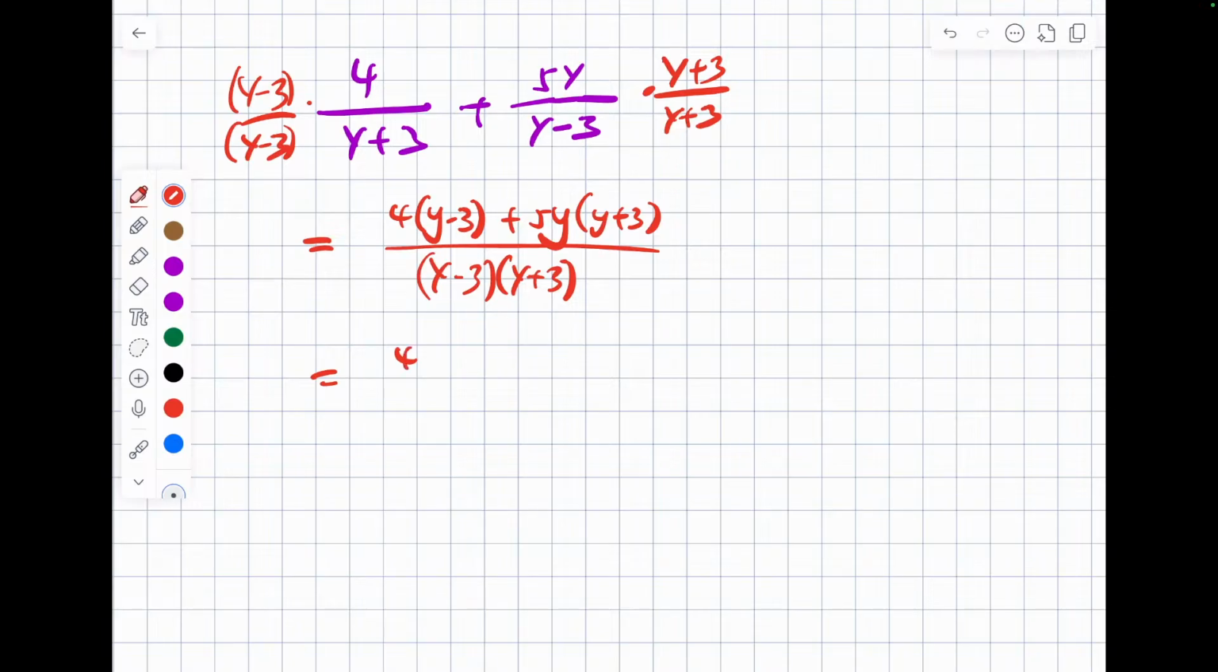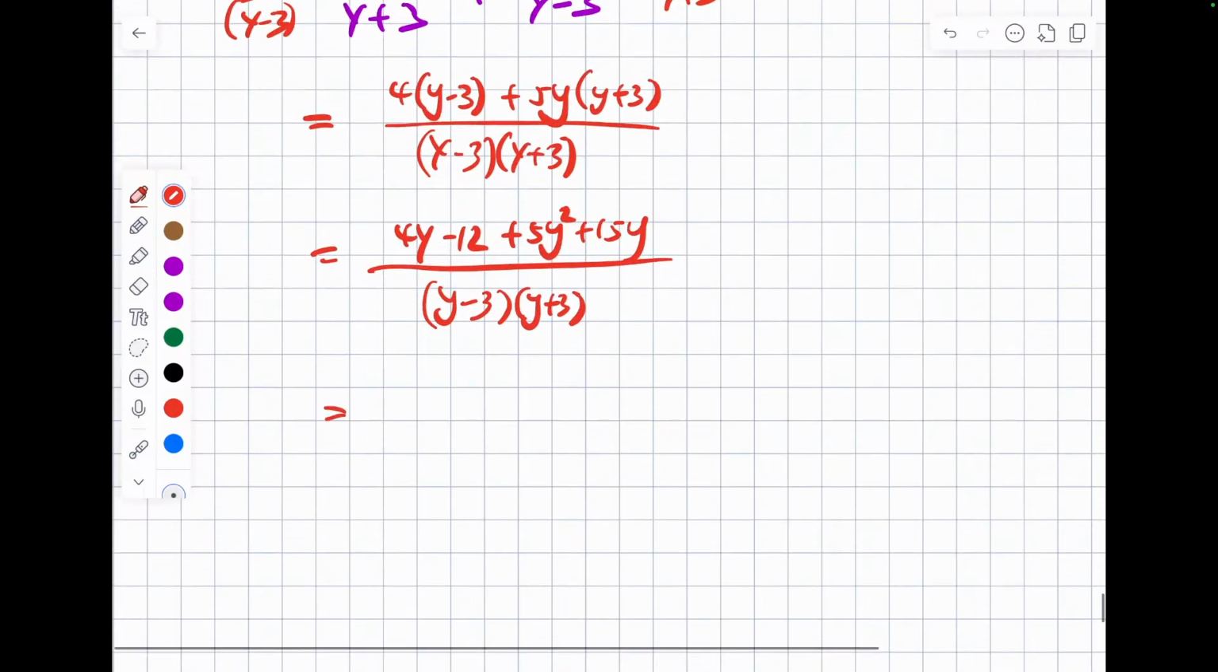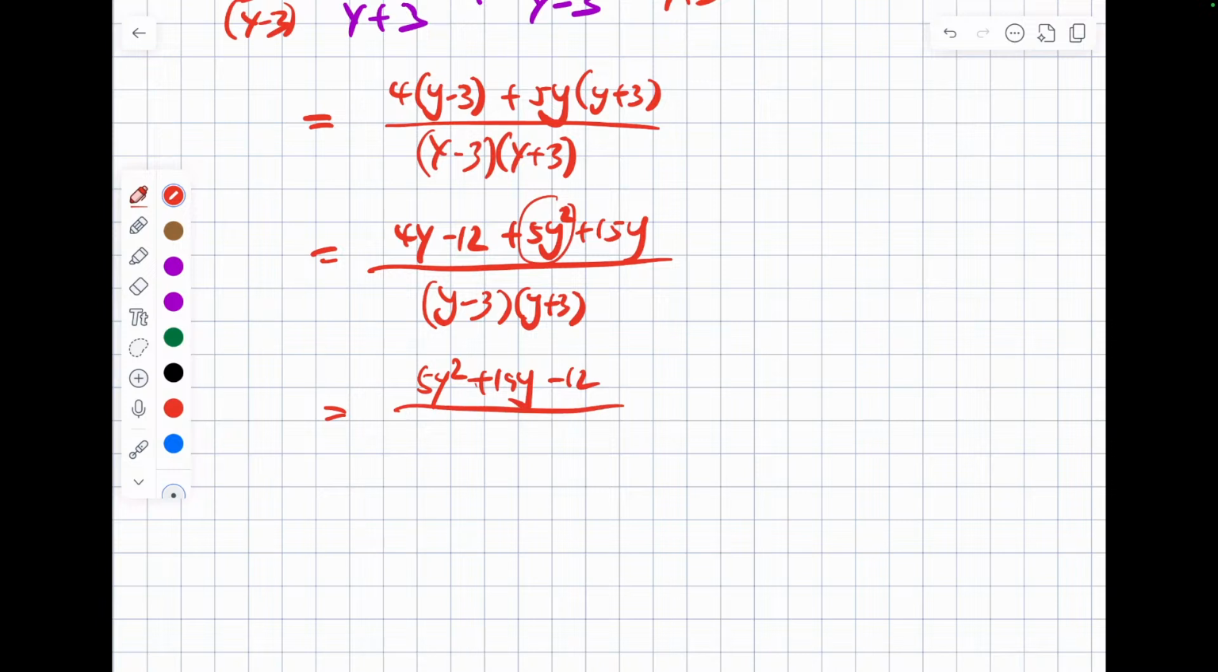So you can distribute that: 4y minus 12 plus 5y squared plus 15y over y minus 3 and y plus 3. Is that okay? So I'll write it in descending order. This is the highest order, so it'll be 5y squared. There's a like term, so plus 19y minus 12 over y minus 3 and y plus 3. And that should be the result.